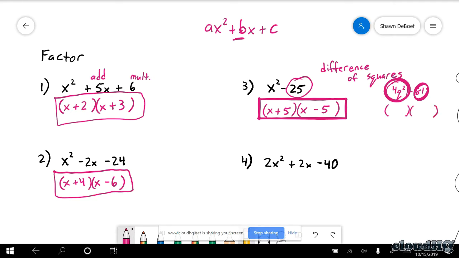4q squared is the square of 2q, so that's what would go first in each set of parentheses. 81 is the square of 9, so you'd have a plus 9 and a minus 9. That's what that would have factored to. It wasn't one of the warm-up problems, but I wanted to throw that in since we just talked about difference of two squares.